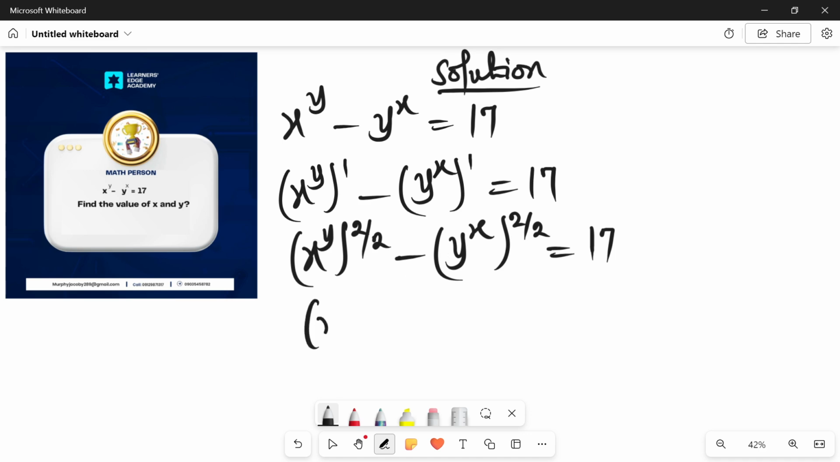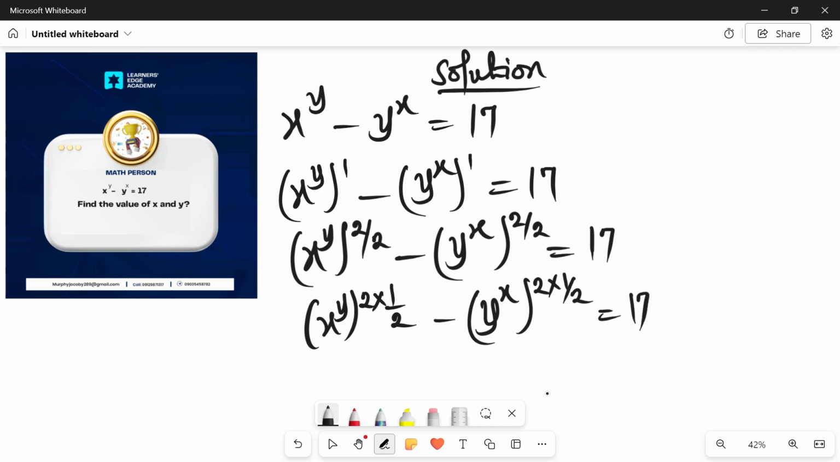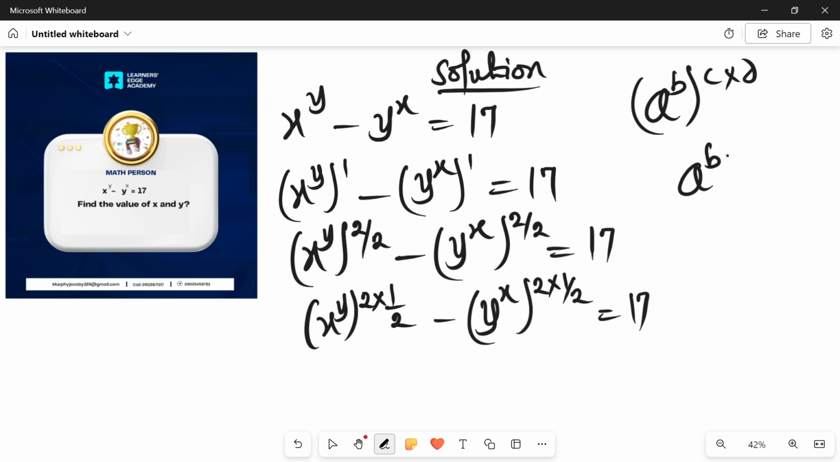So we could have x to the power of y. Now we can apply some basic math to that. 2 over 2 can be 2 times 1 over 2, minus y to the power of x all to the power of 2 times 1 over 2, and of course that equals 17. This particular law in exponents is called the product rule: everything outside the brackets affects everything inside the bracket. If you have a to the power of b all to the power of c times d, you can have a to the power of b times d all to the power of c, and c can even come in, giving a to the power of b times c all to the power of d. Still the same thing, right?